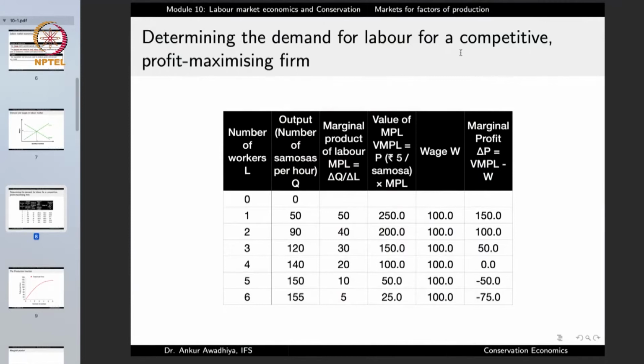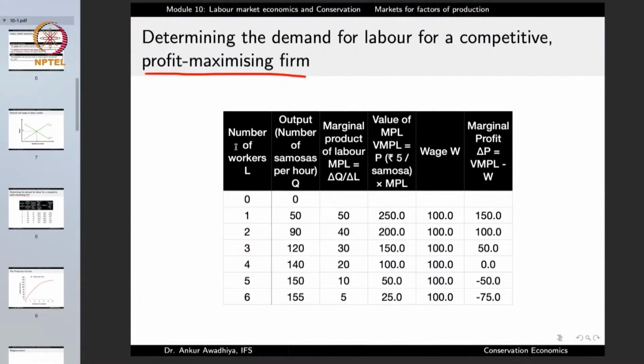So competitive means that this firm is a price taker, and it is a profit maximizing firm, which means that the decisions in this firm are taken on the basis of rational decision making processes. That is, the firm tries to maximize the profit that it has.